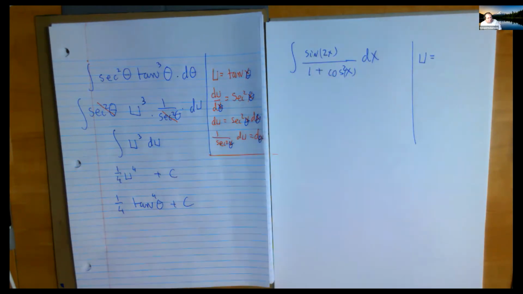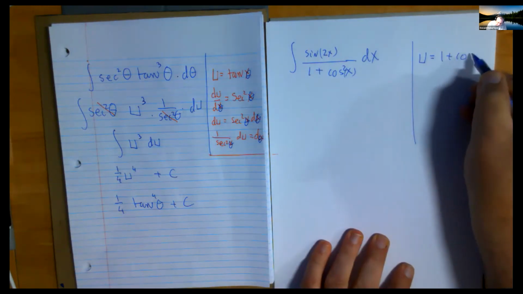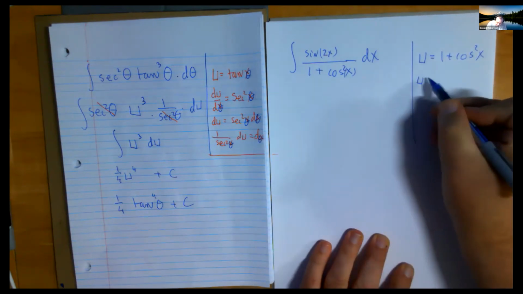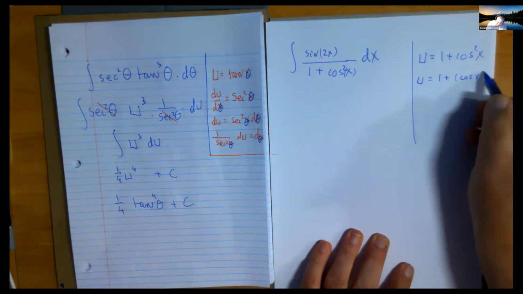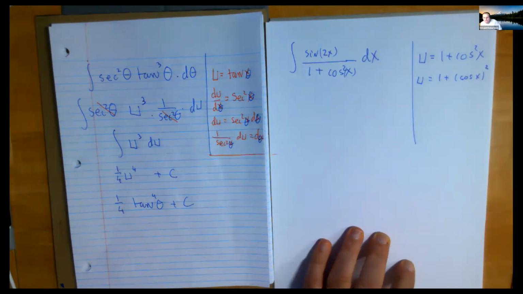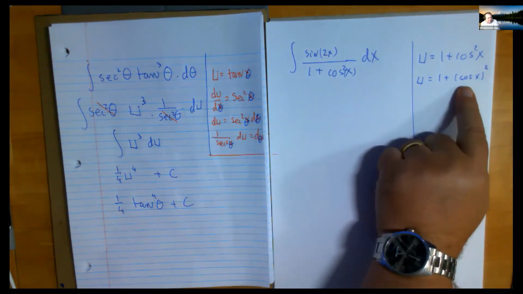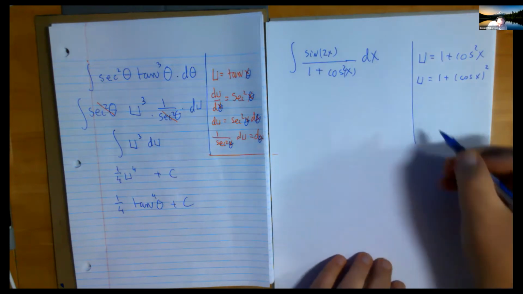Would you agree the u-sub would be the guy in the bottom? So let's use that guy as our u-sub. Now, all I'm doing here is rewriting cos squared x a little bit differently. Because when you differentiate cos squared x, don't you have to do a chain rule thing? What does that look like?